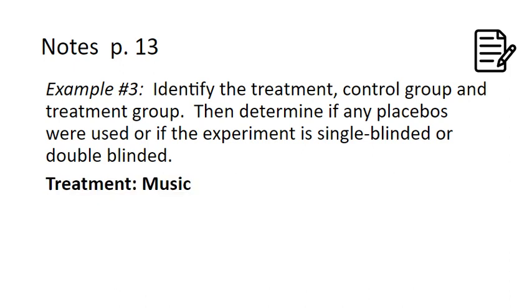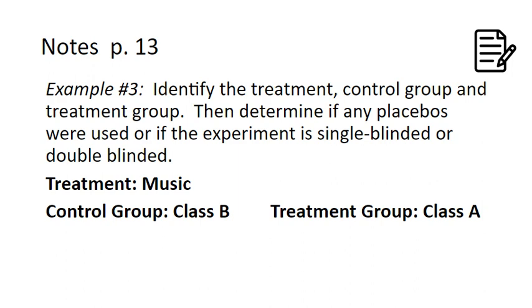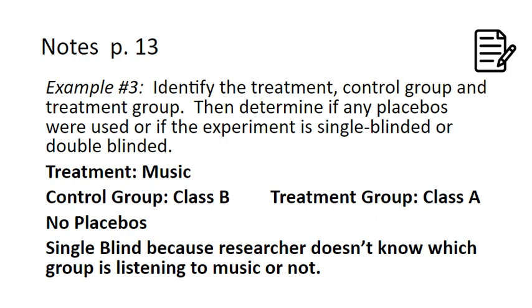So in this case, we're giving music as a treatment, and our control group is B because they weren't receiving any music. They weren't allowed to listen to any music. The treatment group is A, the ones who got the music. There's no placebos. There's nothing we're given here that people think might cause an effect. It's just music or not music. And we would consider this single blind because the researcher didn't know which group was listening to music and which one didn't. So if I was doing the study and I had a teacher choose who was going to get music, who's not, I don't know who's getting it or who's not. So I'm blinded to who's going to get that treatment. So it's single blinded there.